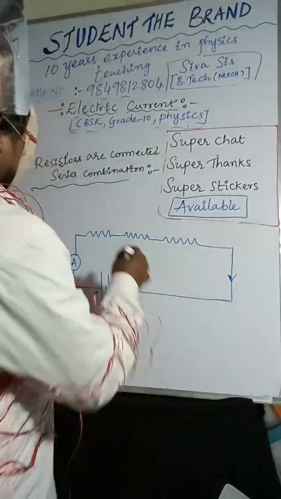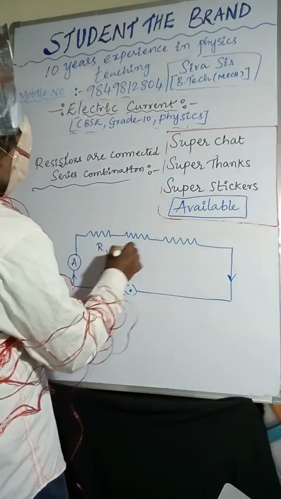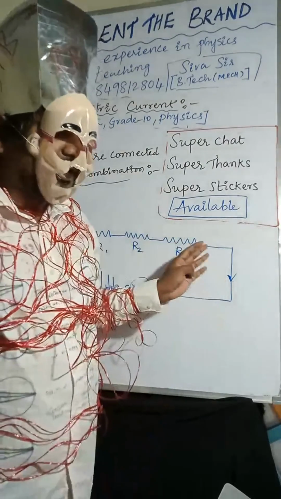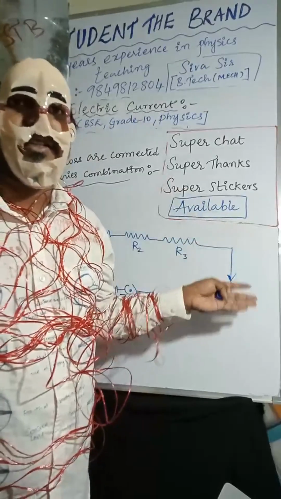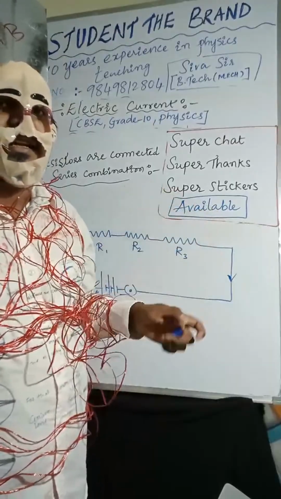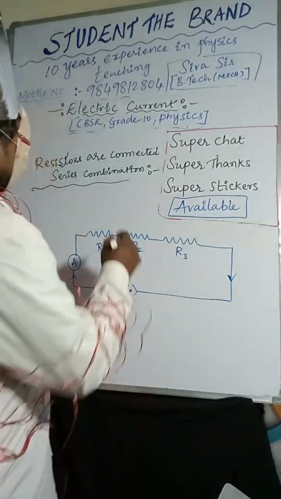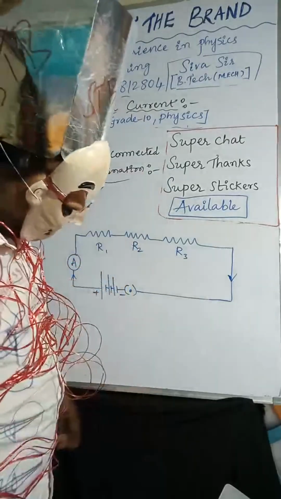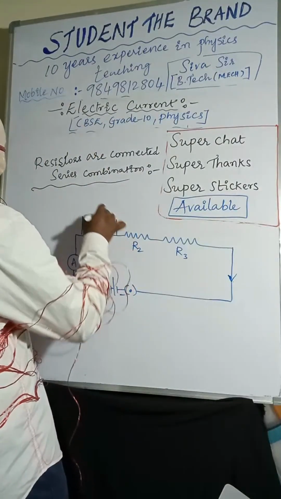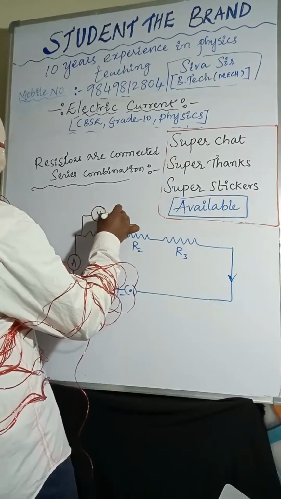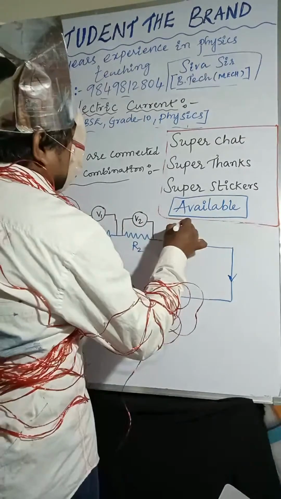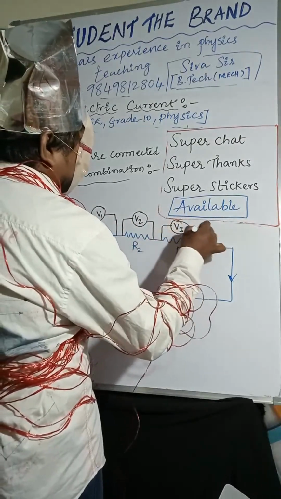These are R1, R2 and R3. Three resistors are connected in series combination. Current I is flowing. Across R1, I am taking V1. Across R2, I am taking V2. Across R3, I am taking V3.